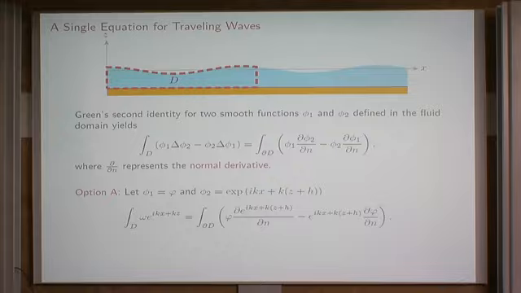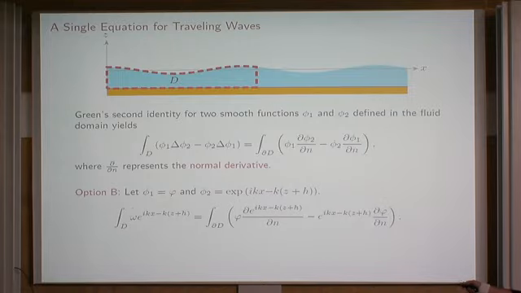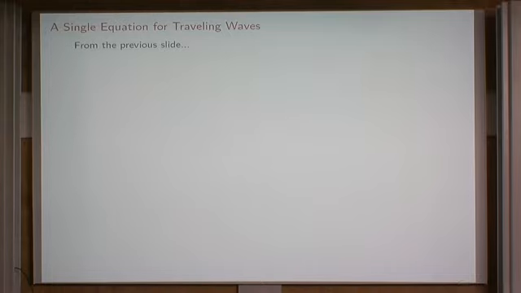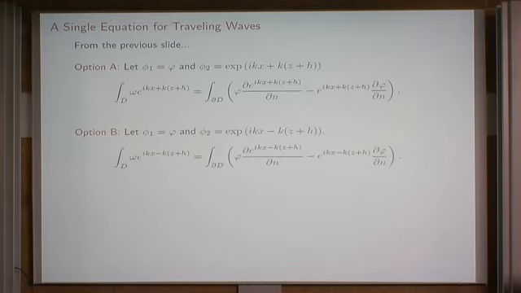Option B, same thing, but now I put a minus sign instead of a plus in front of the kz plus h term. Okay, so I get a very similar equation. The same sort of thing happens on the left-hand side, and I get a similar equation on the right-hand side. And so now what I want to do is somehow combine option A and option B together to come up with something that's useful for computation.